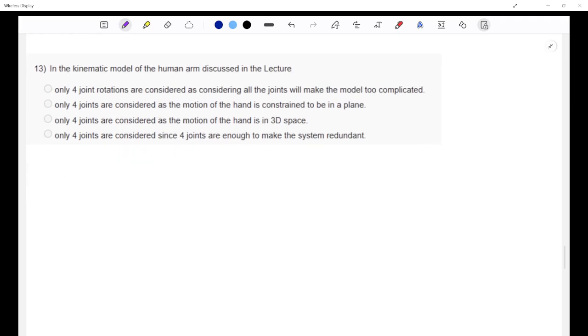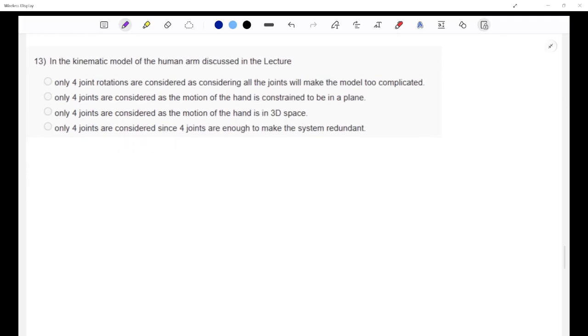In the kinematic model of the human arm discussed in the lecture, only 4 joint rotations are considered, as considering all the joints will make the model too complicated. Only 4 joints are considered, as the motion of the hand is constrained to be in a plane. As the motion of the hand is in 3D space, since 4 joints are enough to make the system redundant.